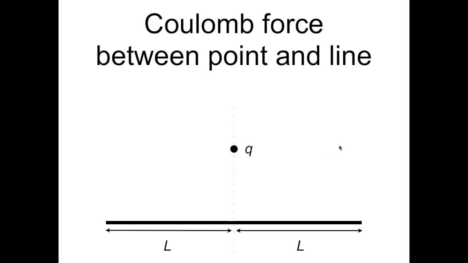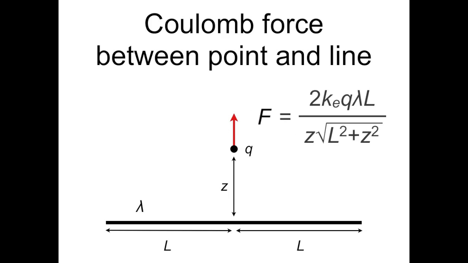And let's also assume that the line has a uniform linear charge density, that is, a charge per unit length, of lambda. Like Q, lambda could also be positive, negative, or 0. And finally, let's say that the distance between the point charge and the midpoint of the line has length z. So given this setup, what's the Coulomb force between the point and the line?